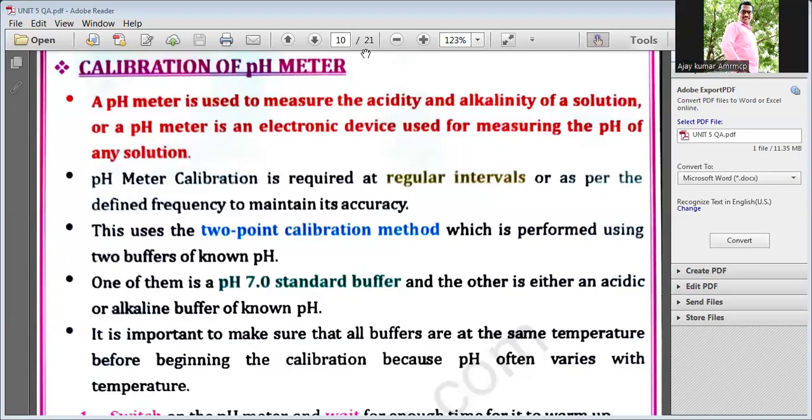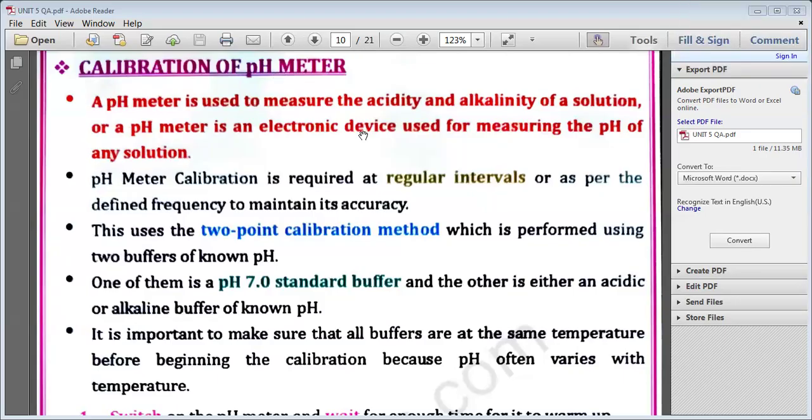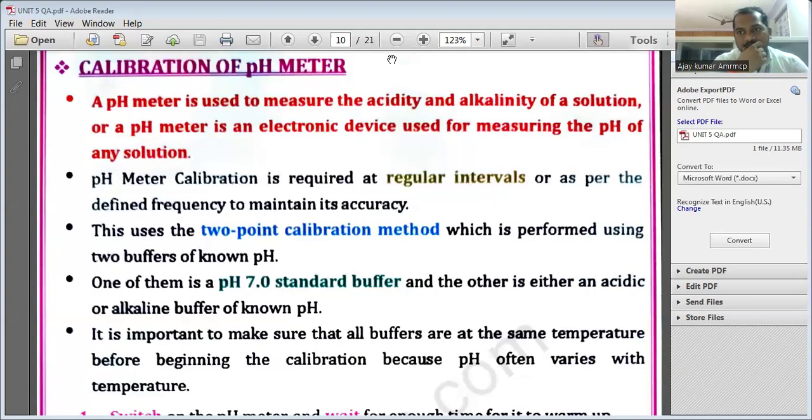So see here, the calibration of the pH meter that we are going to discuss today. From the 5th standard onwards, we have been hearing the definition of pH. What is meant by pH? The negative logarithm of the H plus ion concentration is nothing but the pH. So here the pH meter works basically by knowing the changes in the H plus ion concentration in the given sample.